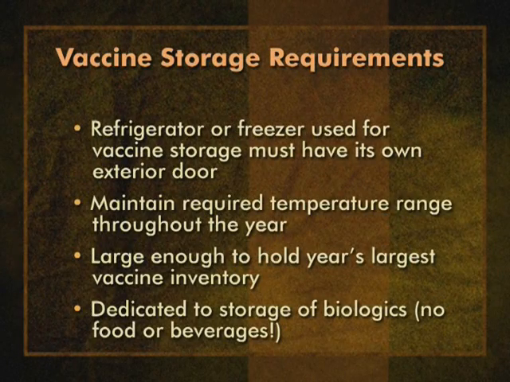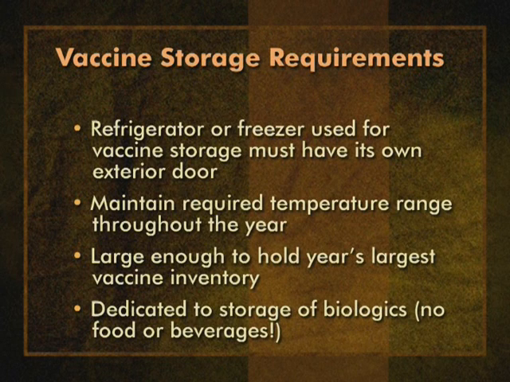Vaccine storage units must be selected carefully and used properly. Refrigerators without freezers and standalone freezers are preferred because they are better than combination refrigerator-freezer units at maintaining the required temperatures. Any refrigerator or freezer used for vaccine storage must have its own exterior door and must be able to maintain the required temperature range throughout the year.